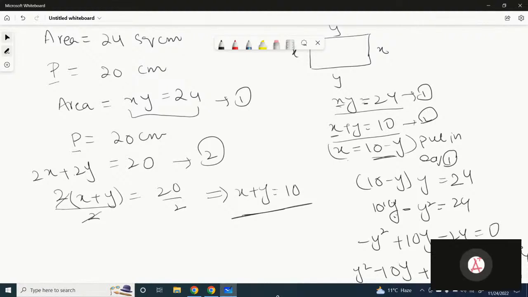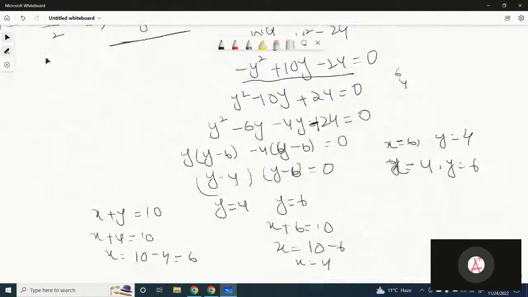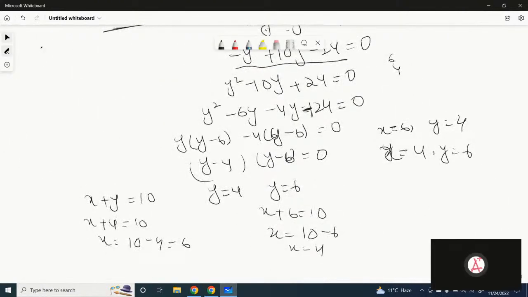Let's substitute the value of x in equation number 1. Replace the x with the value. It would be 10 minus y, multiply y. y times 10 is 10y and y times y is negative y square. Rearrange the equation, it would be negative y square plus 10y minus 24. Multiply the equation with a negative sign, it would be then y square minus 10y plus 24 equals 0.